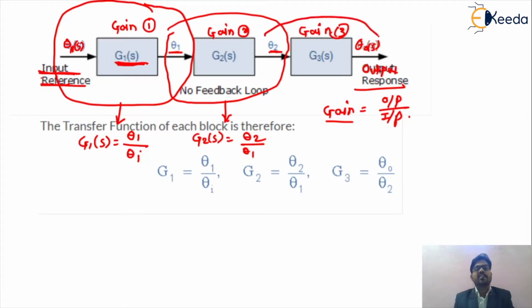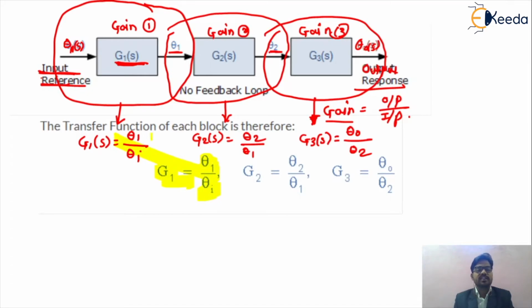Similarly, we take the gain of the third system, G3s, which is the output of the system, theta 0, over the input, theta 2. So this will be the gain of your third system. So in this way, friends, we have written directly the value of your gains: G1 is equal to theta 1 divided by theta s, G2 is equal to theta 2 divided by theta 1, and G3s is equal to theta 0 by theta 2. So these are the different gains of your system.